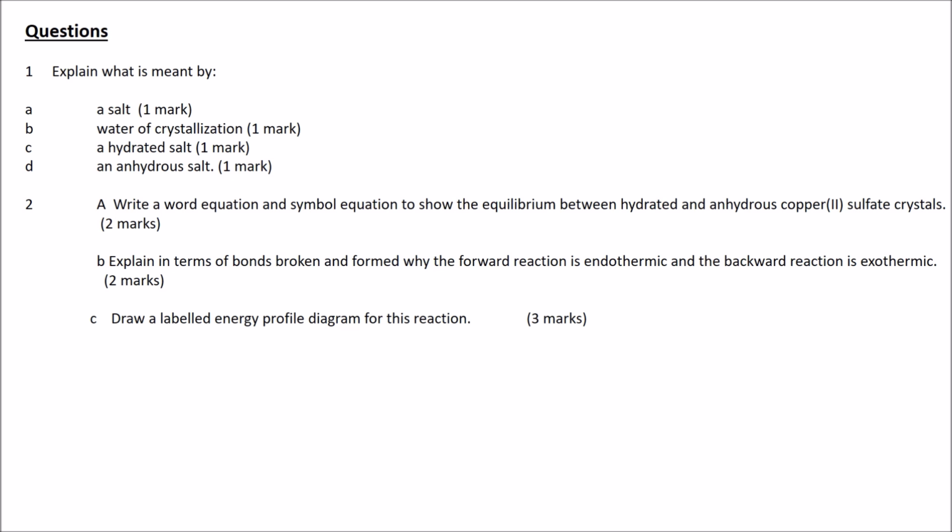And then number 3, this is a really hard question, but I think you guys can do it. Explain in terms of bonds broken and formed why the forward reaction is endothermic and the backward reaction is exothermic. So think about the fact endothermic is absorbing energy, and then exothermic is releasing energy. And then think about what happens when things change states. Think about bonds broken and energy levels. How do we make bonds and how do we break bonds? What energy do we need to do that?